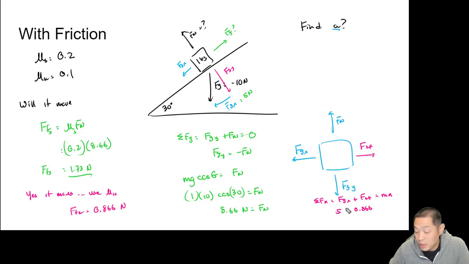Sign-wise, they just need to be opposite. You can make gravity negative and this one positive because technically this one's going to the right. It doesn't really matter. Like I said, it's at an angle now, so it matters only that they're opposite. Equal to 1 times a. So 5 minus 0.866 on my calculator, I get an acceleration of 4.13.